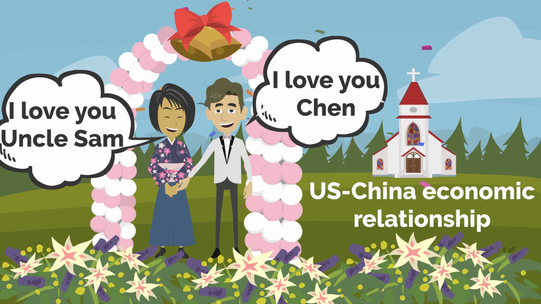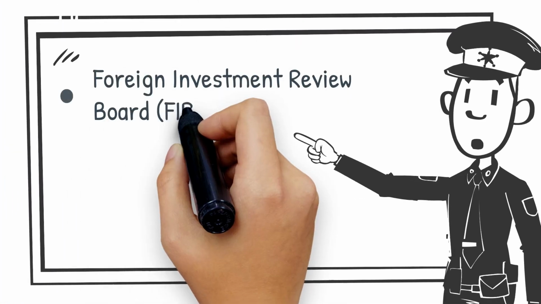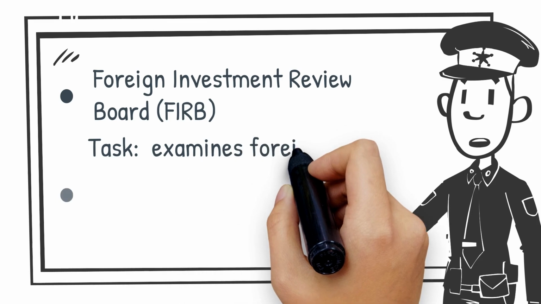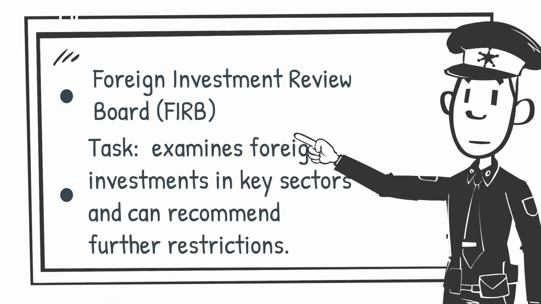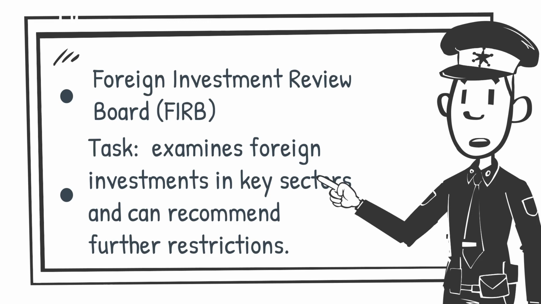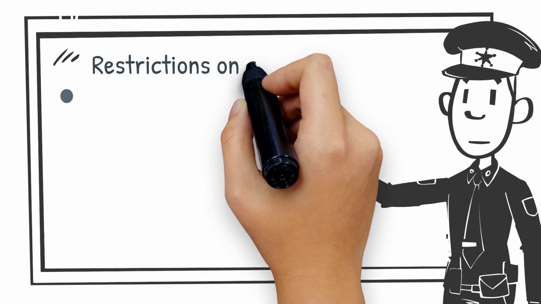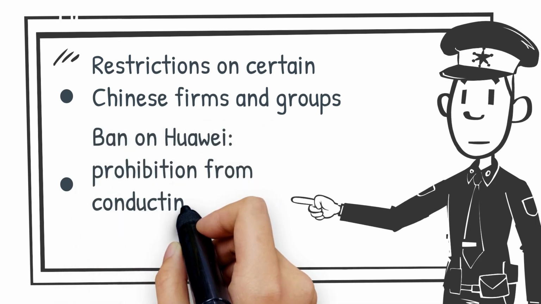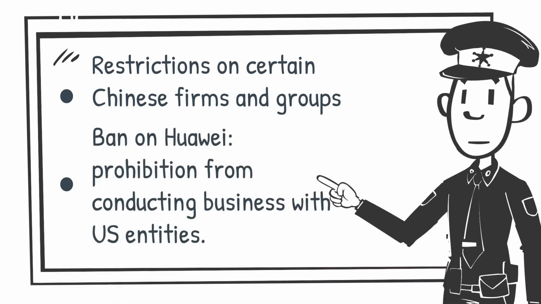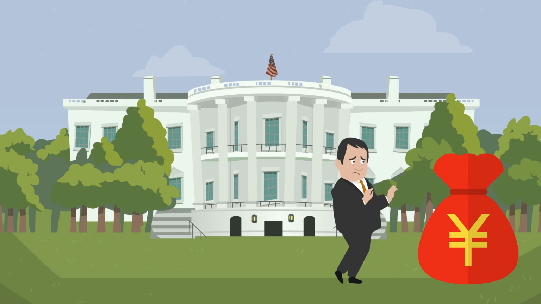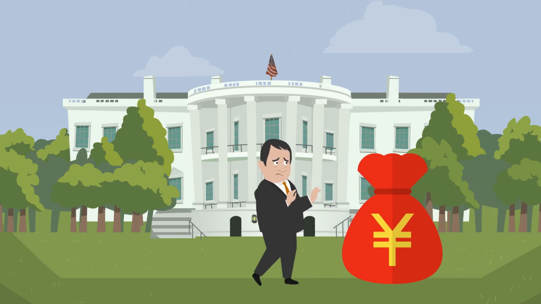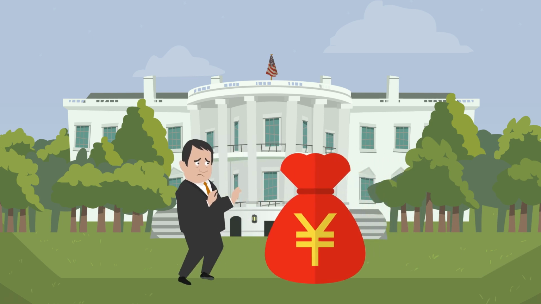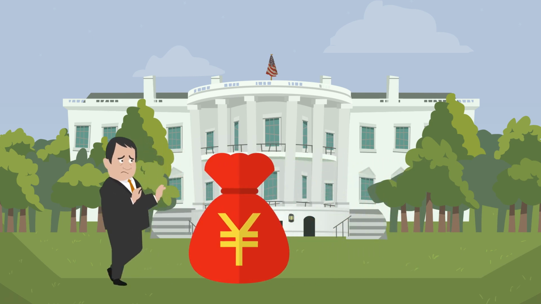The US government has taken several measures to restrict Chinese investments in strategic sectors. These have included the creation of a Foreign Investment Review Board, FIRB, which examines foreign investments in key sectors and can recommend further restrictions. In addition, the US government has imposed restrictions on certain Chinese firms and groups, such as the ban on Huawei, which prohibits it from conducting business with US entities. It is possible that the US government could further increase or expand current restrictions on Chinese investments in strategic sectors, given the ongoing tensions between the two countries.